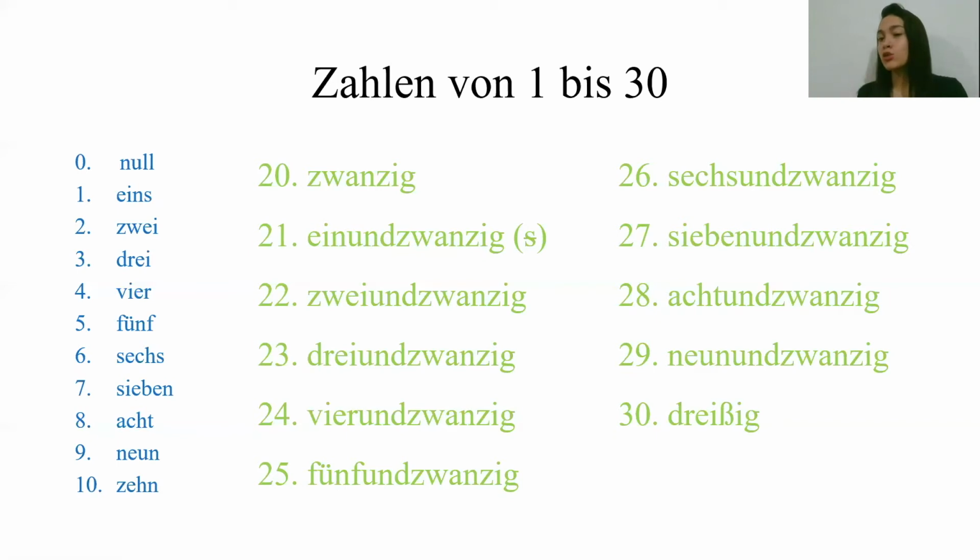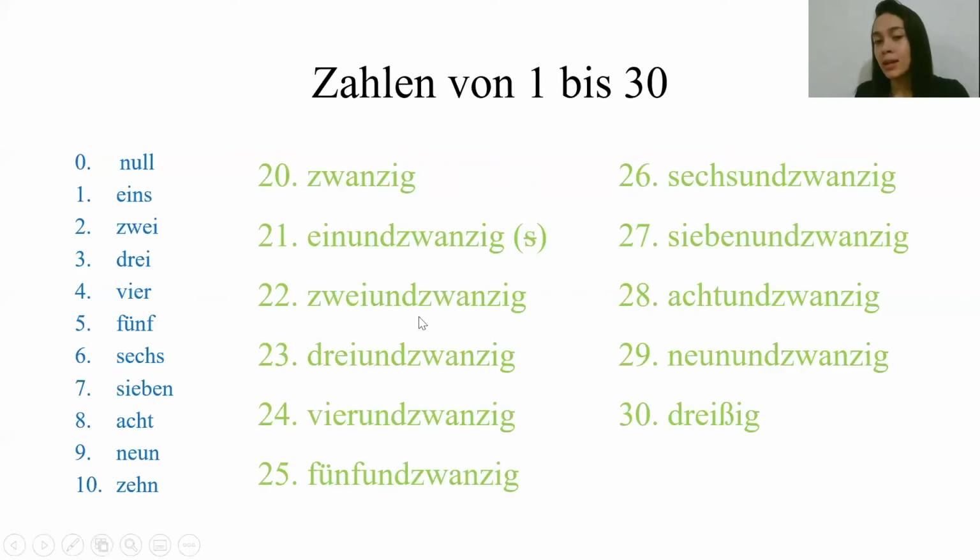Same for the 22. 22. 2 and 20. Und in English is and. So you could say that in the German language, you switch it around. Normally, in the English language, it's, for example, 22. We switch it around. We put the 2 at the front. And we add und between the numbers.